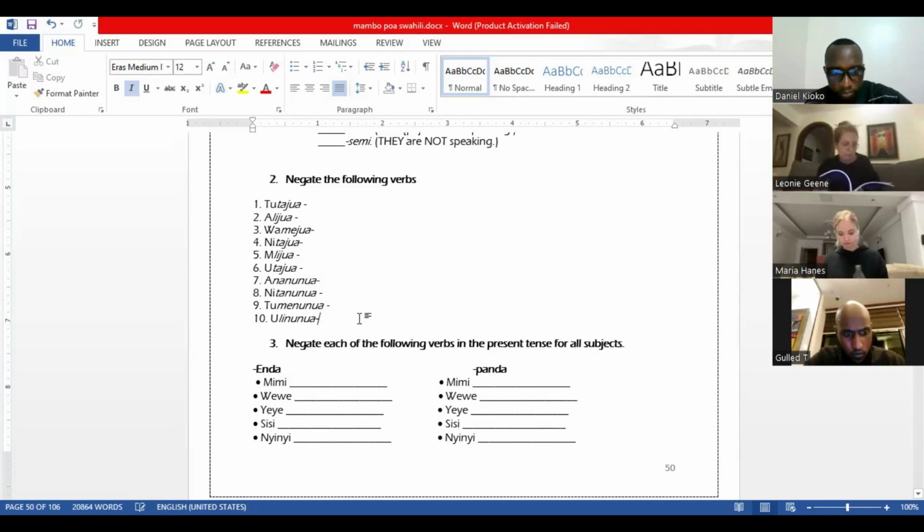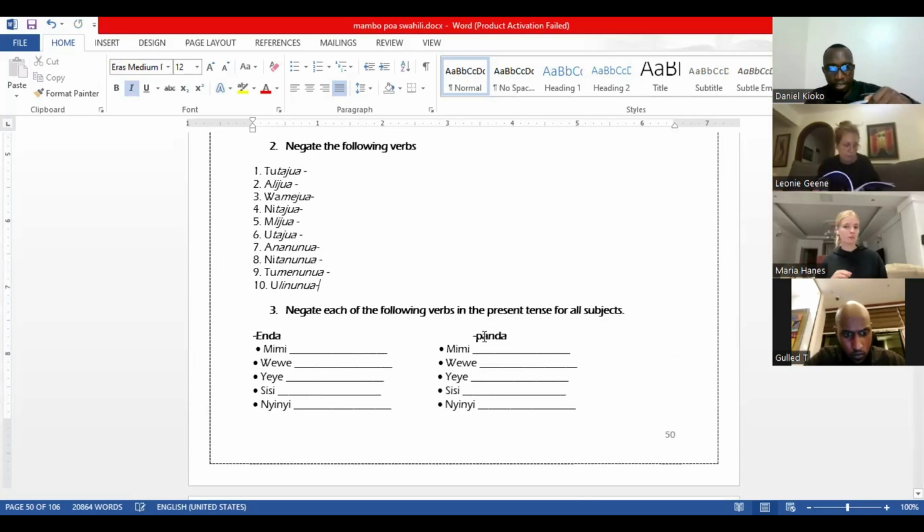Okay, perfect. Good progress. Then we have the other part down there. This one we can do together orally. Negate each of the following verbs in present tense for all subjects.